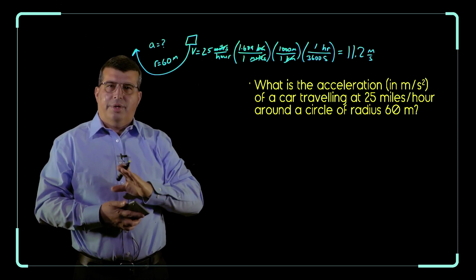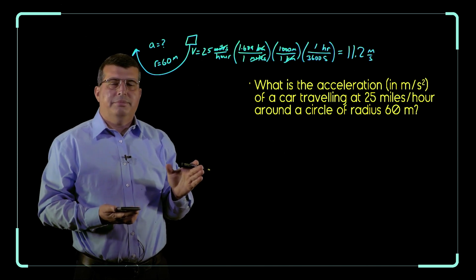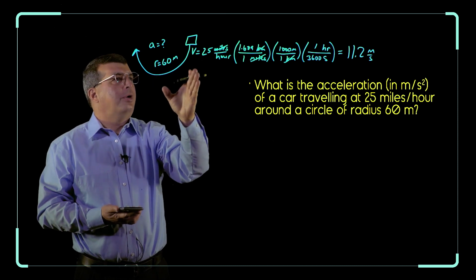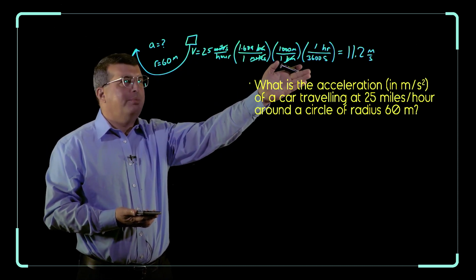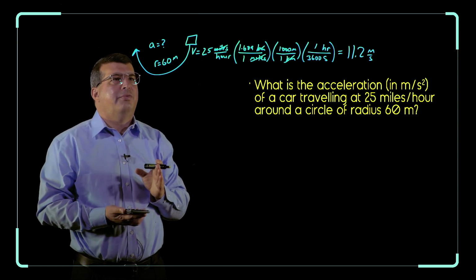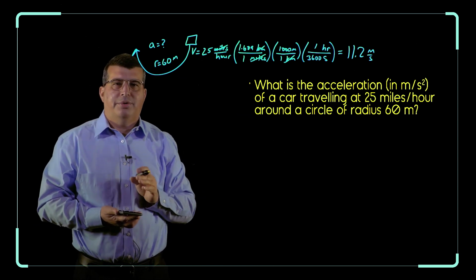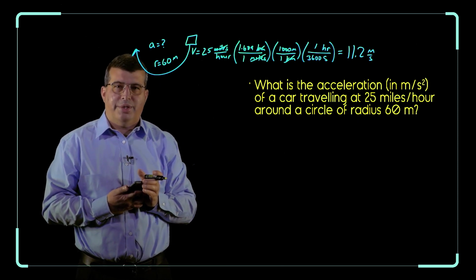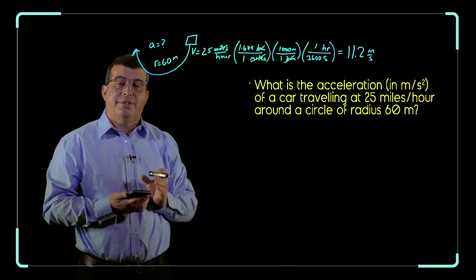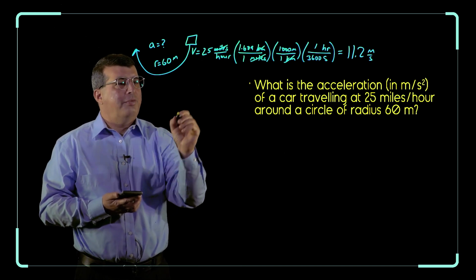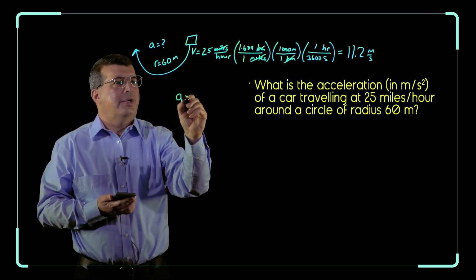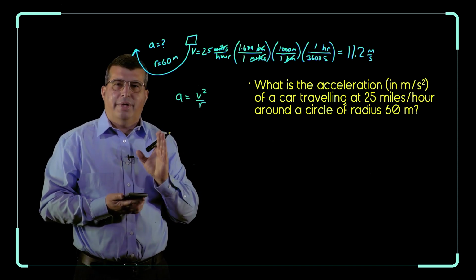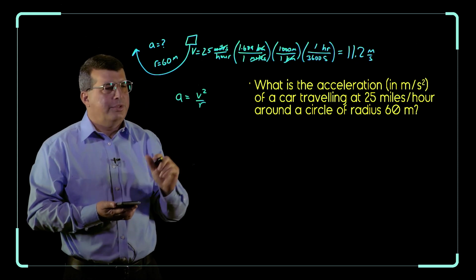So we have completely modeled the situation, and we've gotten all of our data. We have the car moving at a speed of 11.2 meters per second around a curve of radius 60 meters, and we want to know its acceleration. Once again, we have two equations for acceleration depending on the situation. The situation here is that it's curving. So when you are curving, our equation is acceleration is speed squared over the radius. So now we have completely modeled the situation. We're ready to solve it.